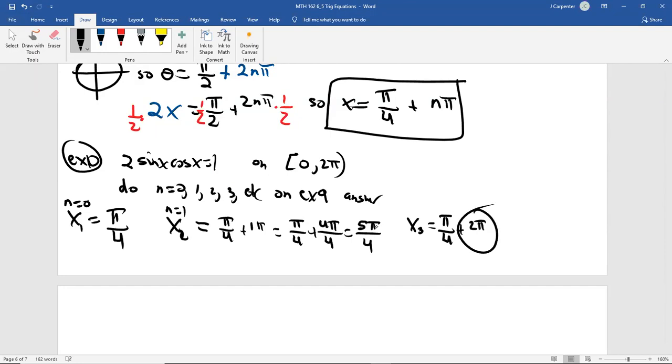Now, this right here is a giant clue that the answer is too big. If you add 2 pi to anything, you're already outside of 2 pi. Not even going to show the algebra because of that. So your only solutions would be pi over 4 and 5 pi over 4.